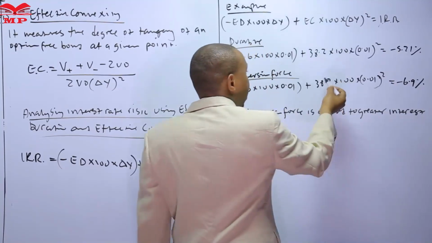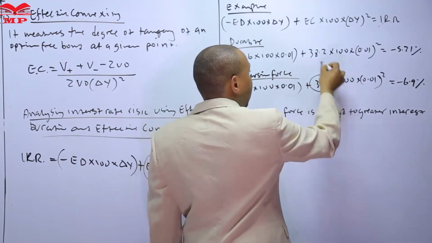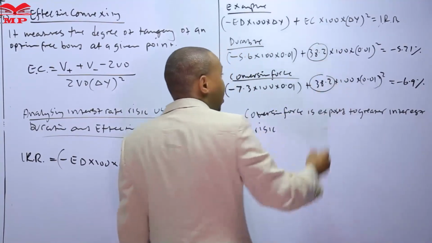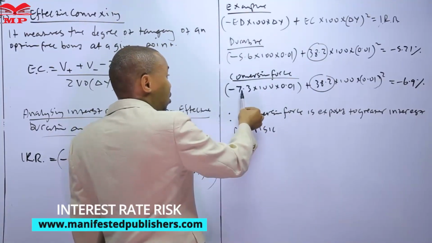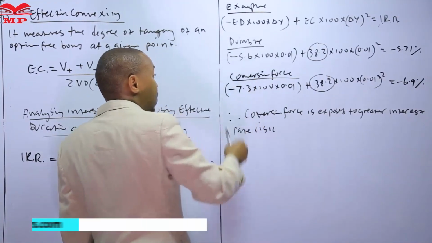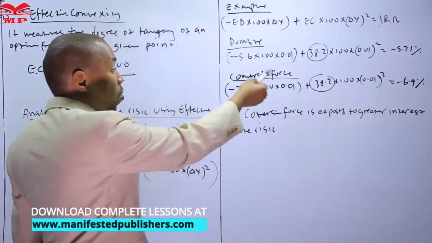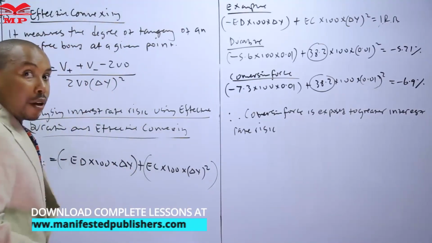Notice this is the same. You can see conversion force has the same convexity. They have the same convexity, and the only difference is that this one has greater effective duration than that one there. So that has an impact on the overall outcome of the interest rate risk.